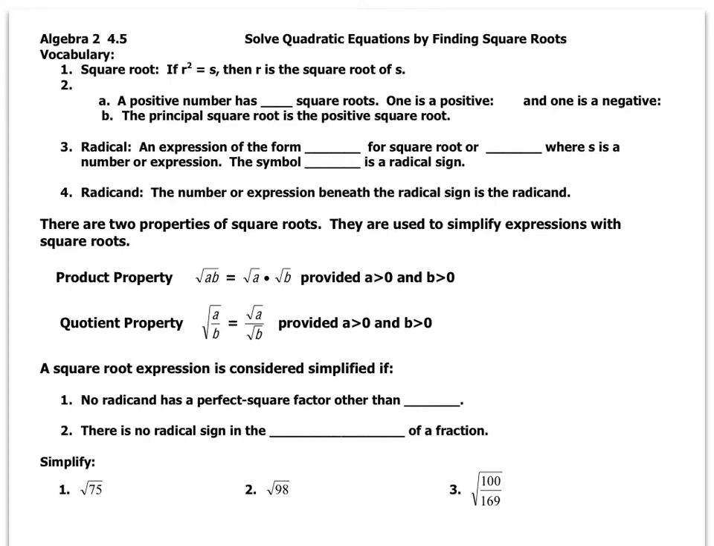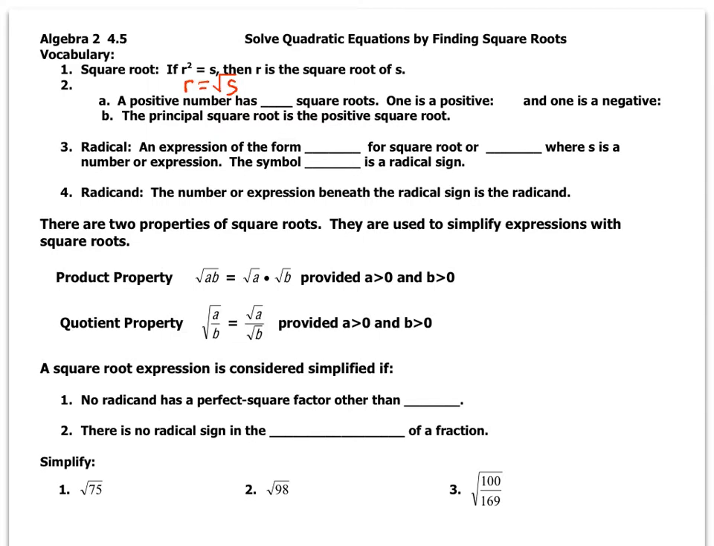Okay, this is section 4.5 right here. We're going to solve quadratic equations by finding square roots. So before we can actually start solving them, we've got to talk about square roots. If r squared equals s, then r is the square root of s. So if I take the square root of this side and the square root of this side, you have r equals the square root of s. And that would look like this. R equals the square root of s.